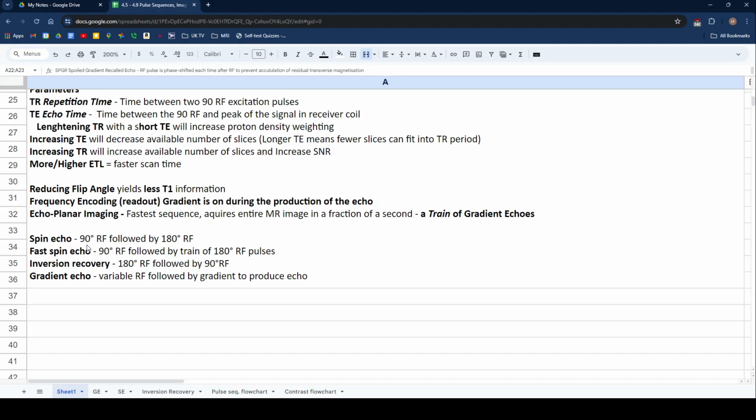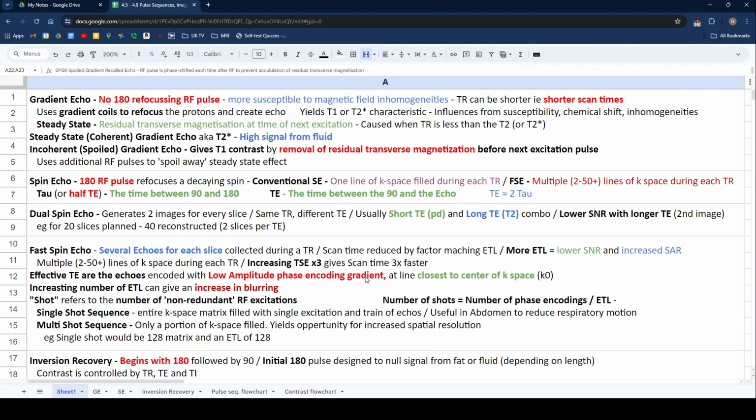Spin echo is a 90 degree followed by a 180 RF. Fast spin echo is a 90 degree followed by a train of 180 RFs. Inversion recovery is a 180 followed by a 90. And a gradient echo is a variable RF followed by gradients to produce an echo.